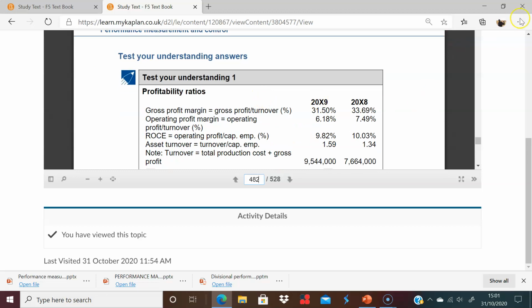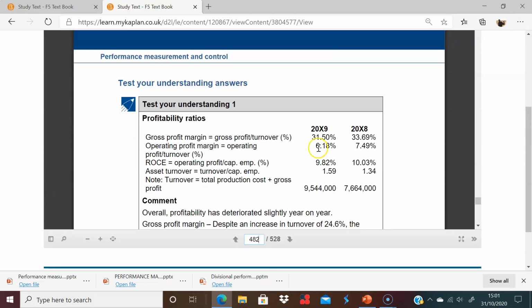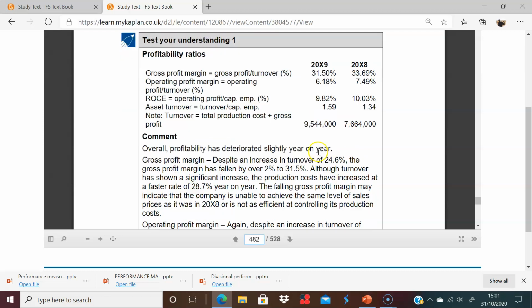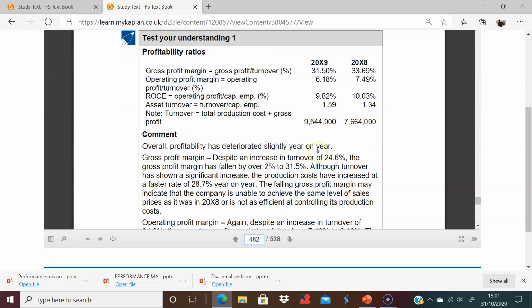Okay, so you can see, of course, you would calculate all the ratios, and they've done all of that. There we are: GP margin, operating margin, return on capital employed, and the asset turnover, which we did, right? And they did that kind of work backwards. So profitability has deteriorated slightly, despite an increased turnover of 24.6, which we did. The GP margin has fallen by 2% from this to that. Perfect. Although turnover has shown a significant increase, production costs have increased at a faster rate of 28.7, which we did.